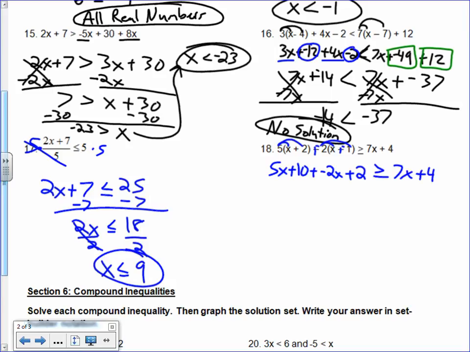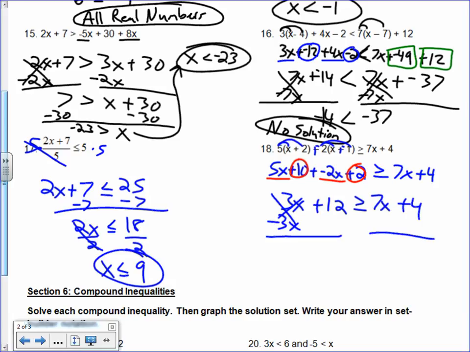Now before we can get the variables on the same sides, there is some combining like terms. They're positive 10, positive 2. So we have a total of 3x plus 12 is greater than or equal to 7x plus 4. Okay? Getting the variable terms off of one side would be getting rid of the smaller one. You could do either way, but let's get rid of the smaller one. Then we have to do that to the other side, minus 3x. So you're left with 12 is greater than or equal to 4x plus 4.